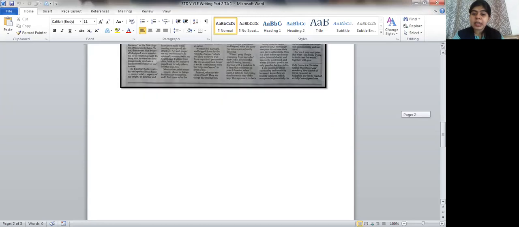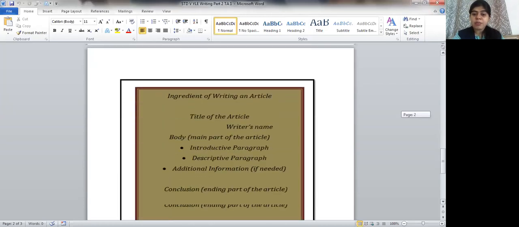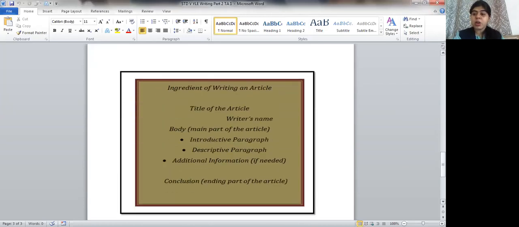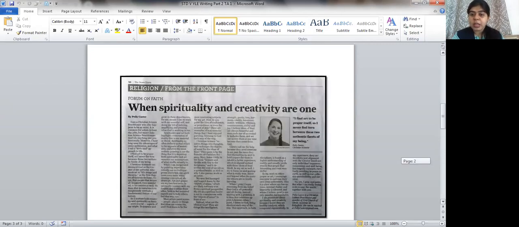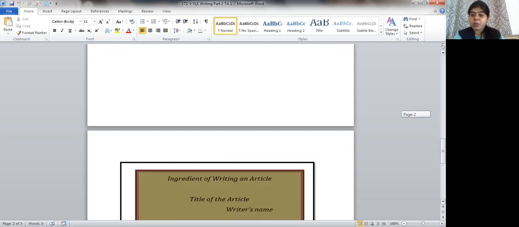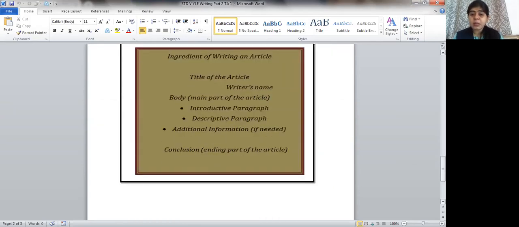So when we are studying article writing, students, it is very important to take into consideration certain aspects. The very first thing is that your article should have a proper and clear title. If there is no title to the article, it makes no sense. Now if we look at this image again, students, this is the article. It has a proper heading over here: when spirituality and creativity are one. So a heading is the most important thing in an article.